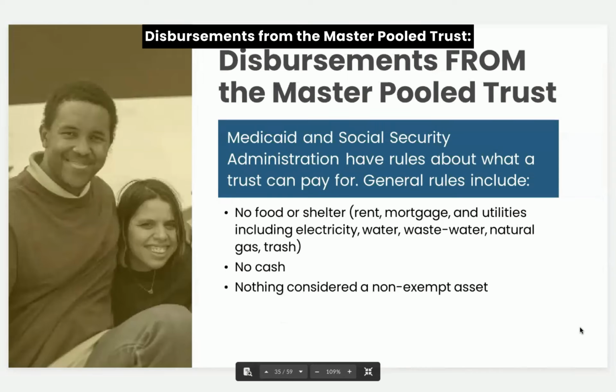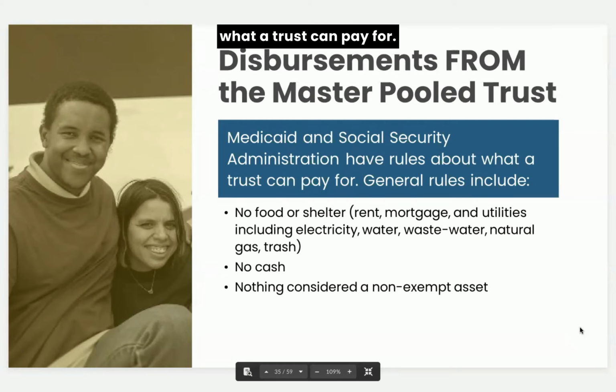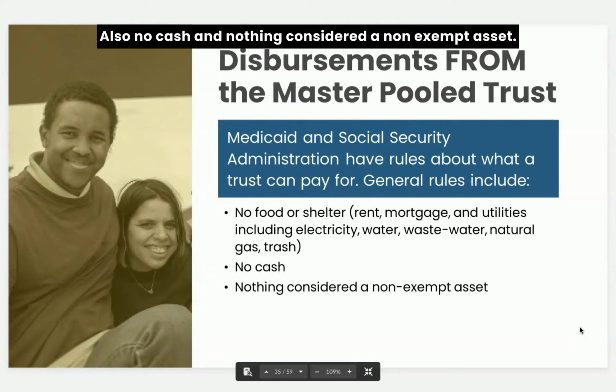Disbursements from the Master Pooled Trust. Medicaid and Social Security Administration have rules about what a trust can pay for. General rules include no food or shelter. Shelter includes rent, mortgage, and utilities, including electricity, water, wastewater, natural gas, and trash. Also, no cash and nothing considered a non-exempt asset.